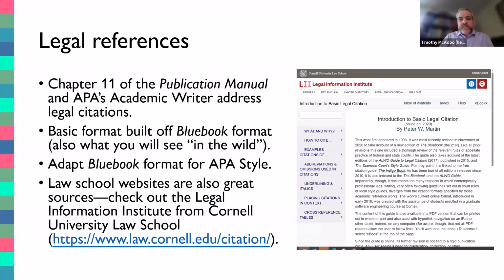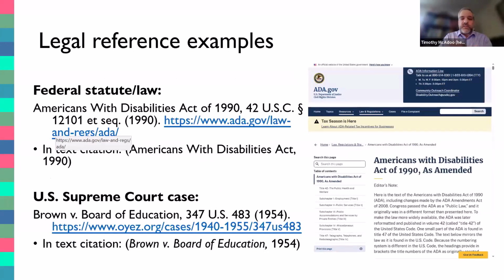So next slide, please. Oh, one last thing, you don't have to go back, but the last bullet on that slide talked about how we find law school websites very helpful for examples and guidance, and the Cornell University site is a particularly good source. So here on this slide, you can see two examples of references in APA style for legal materials, and one is a law, one's a Supreme Court case.